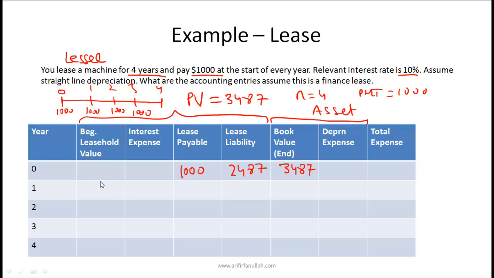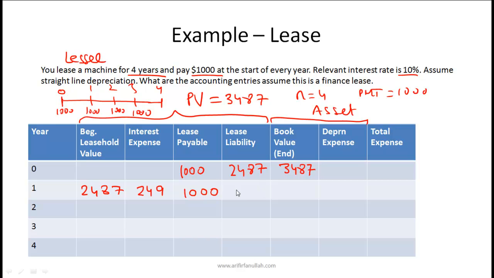And then what happens in year 1? So beginning year 1, leasehold value is again 2487. Beginning of year 1 is the same as end of year 0. So 2487 over here. Interest expense is equal to 10% multiplied by the beginning lease value. So 10% of this rounded to the nearest whole number is 249.